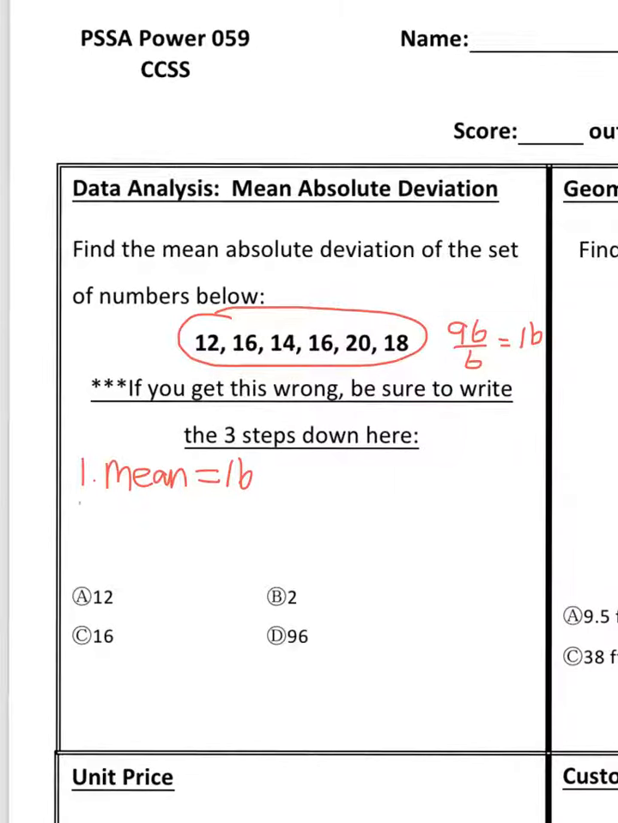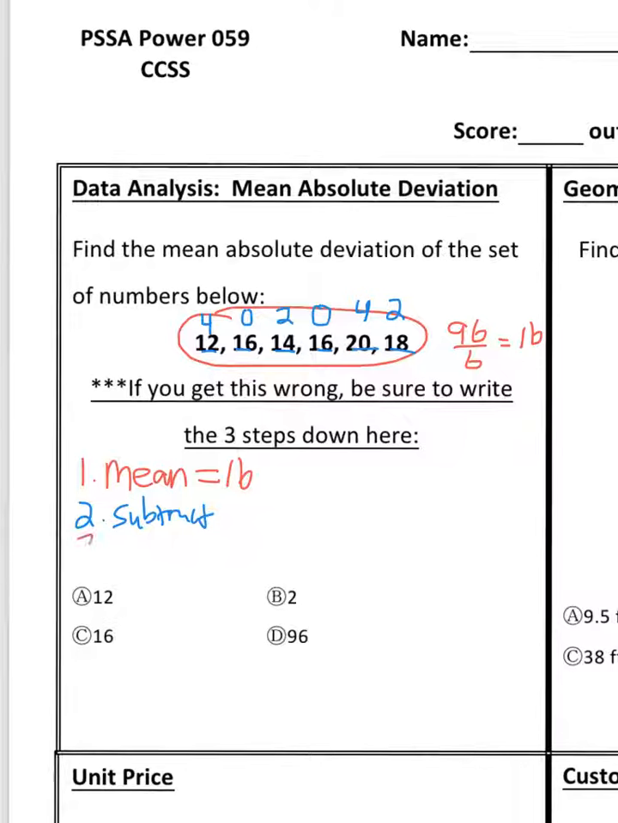Now in step 2 I have to subtract. So I'm going to subtract each of the numbers from 16. So for the first one, the 12, 16 minus 12 is 4. I'm going to write these numbers down. The second one, 16 minus 16 is 0. The next one, 16 minus 14 is 2. The next one, 16 minus 16 is 0. The next one, 20 minus 16 is 4. And the last one, 18 minus 16 is 2. So step 2 is done.